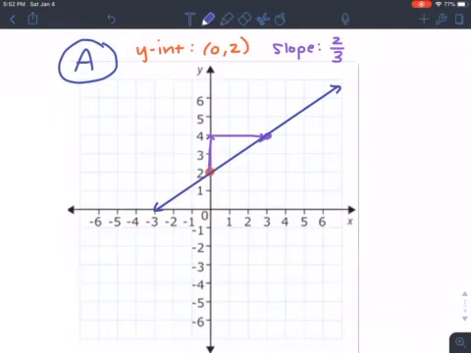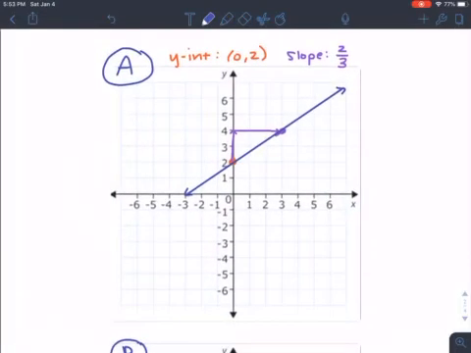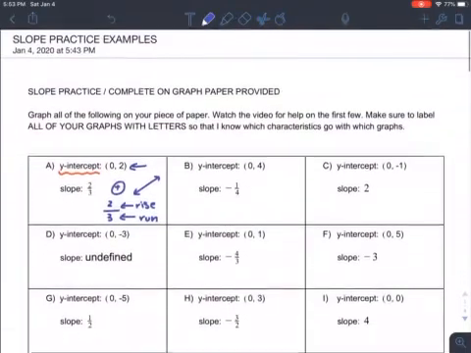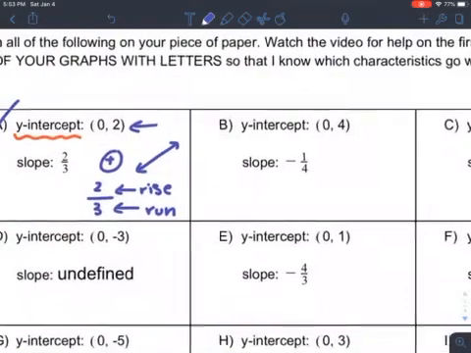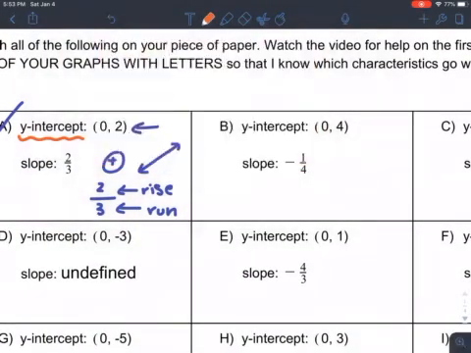You're doing this over and over and over. Put a y-intercept, put a slope. Put a y-intercept, put a slope. Okay, so that's the first example. Then I'm going to go through and say, okay, I already did A. Cool. B. I need a y-intercept of (0, 4). I need a slope of negative 1/4.